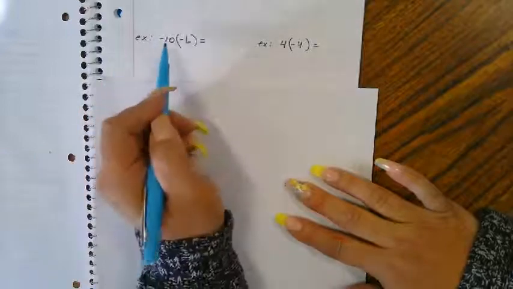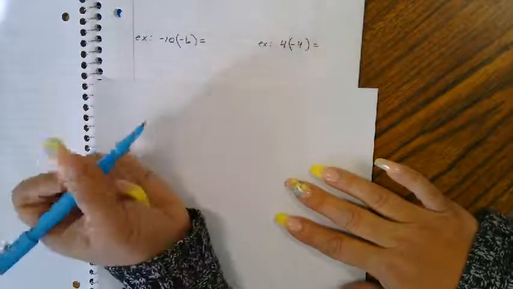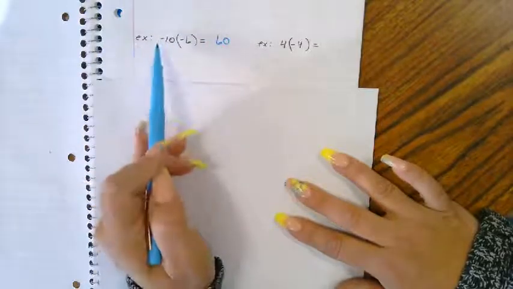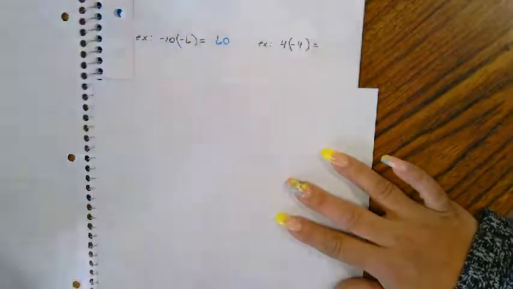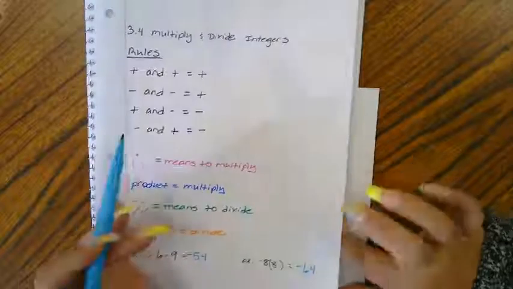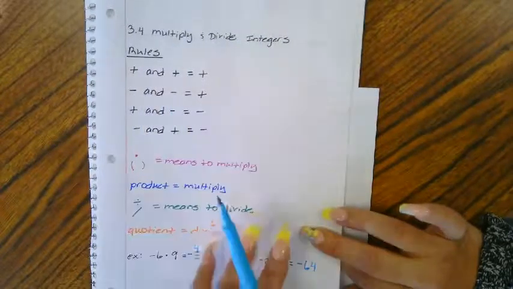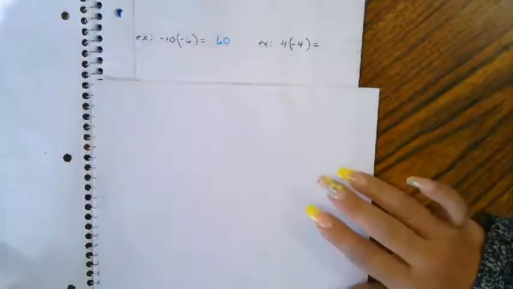First, I want you to multiply your numbers together. So 10 times 6 is 60, right? Okay, so now we have a negative times a negative. Let's look back over here. A negative times a negative gives us a positive. So this is going to be a positive 60.